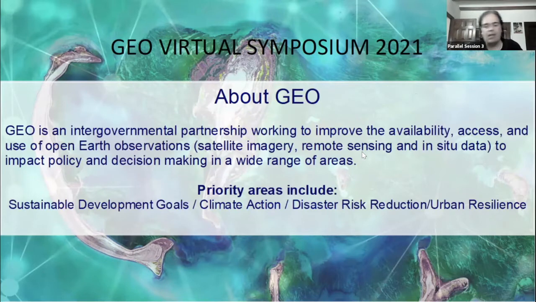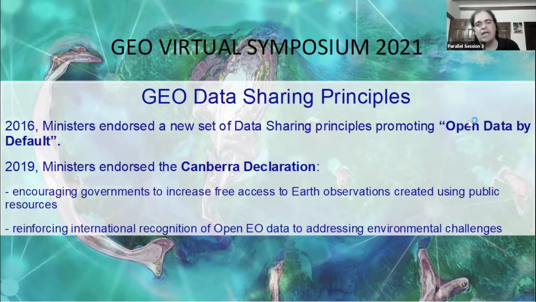About GEO, please let me note that GEO is an intergovernmental partnership working to improve the availability, access, and use of open Earth observation, among which there are satellite imagery, remote sensing, and in-situ data, to impact policy and decision-making in a wide range of areas. Discussions have led to priority areas to be taken into account, referring to the sustainable development goals, climate action, disaster risk reduction, and urban resilience. And also, there are some GEO data sharing principles that I would like to highlight.